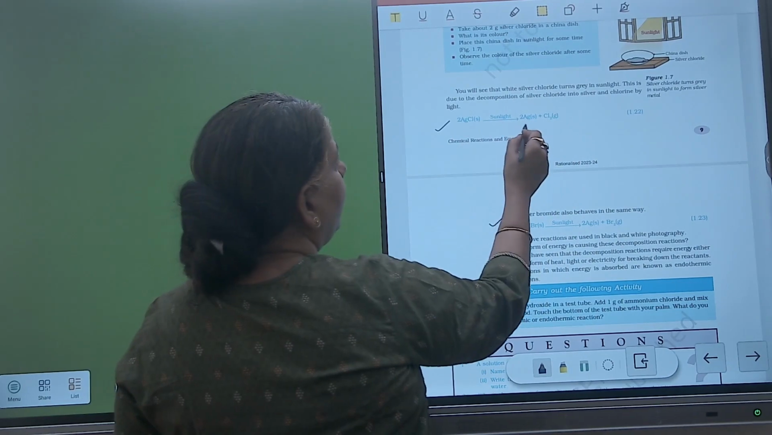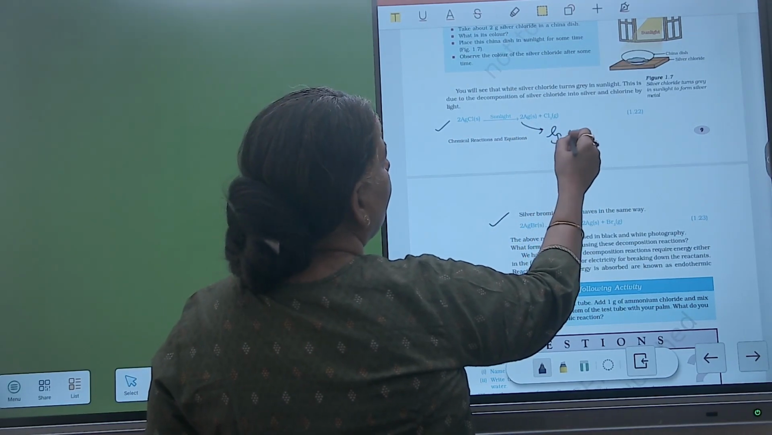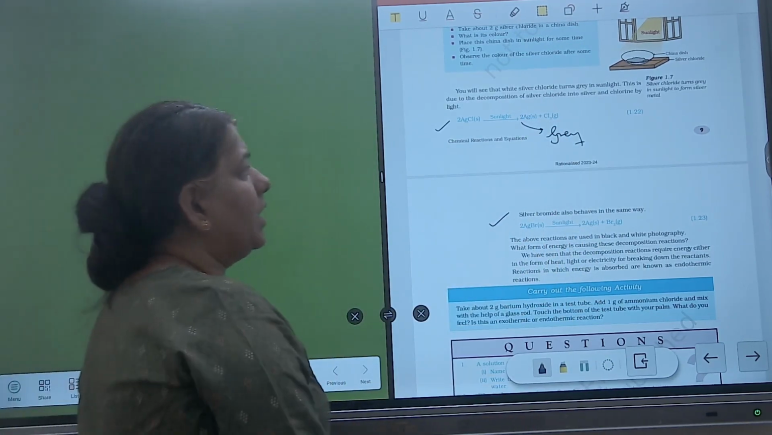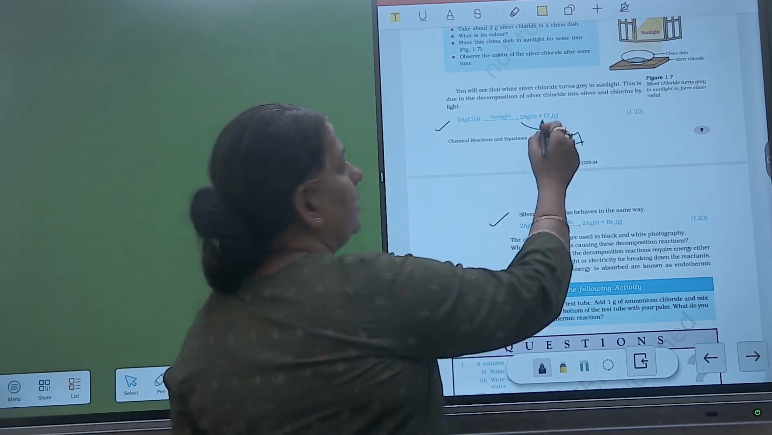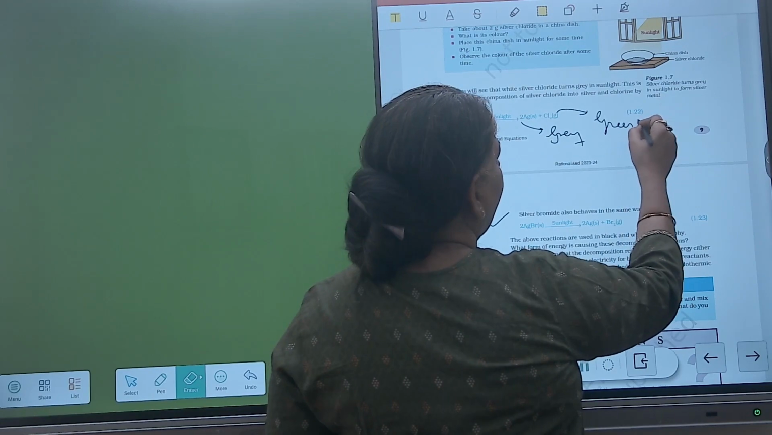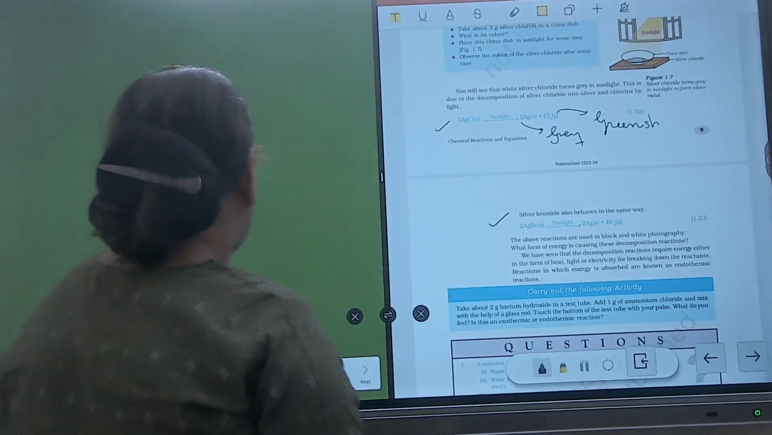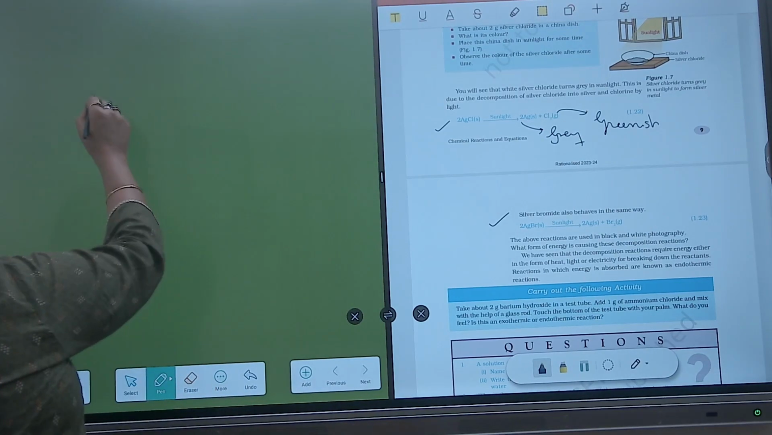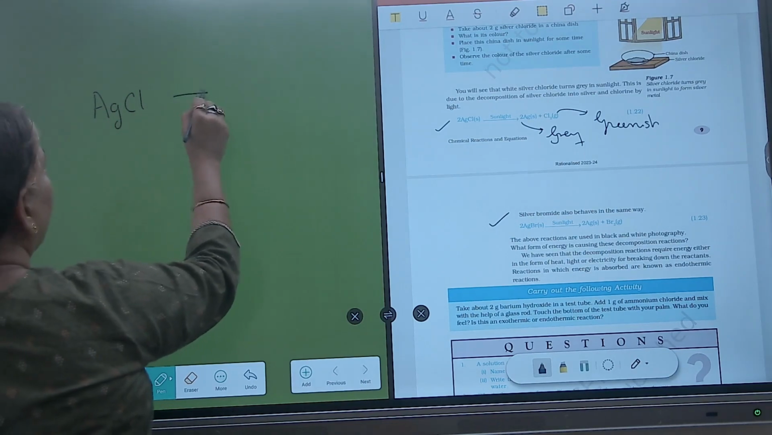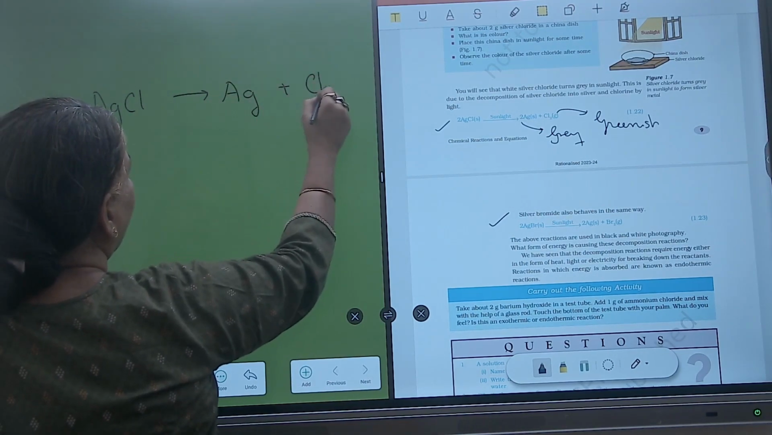So silver chloride will turn gray because of the formation of silver, and chlorine gas is produced, which is again a colored gas. It is a greenish colored gas. So let's write the equation and let's balance it. It is easy. So you get silver plus chlorine gas.